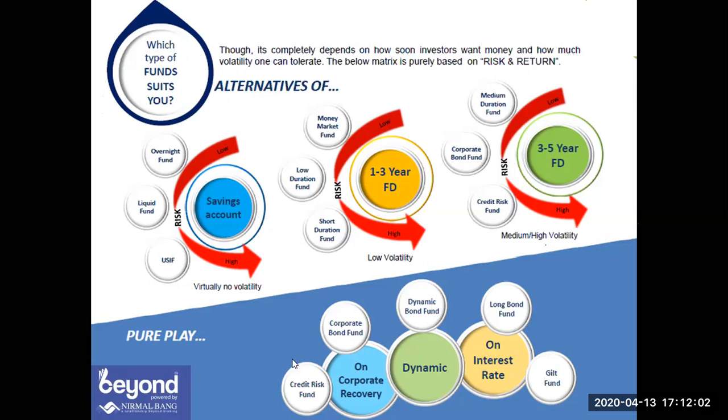So I have just shown you the alternatives to traditional products. Now here is the pure play. On corporate recovery, if someone would like to play that the economy will grow from here on and things will improve, then credit risk funds and corporate bond funds are the best play. While if someone would like to take a bet on the interest rate scenario, betting that interest rates will go down from here on, then long term bond funds and gilt funds are the best products to invest into.